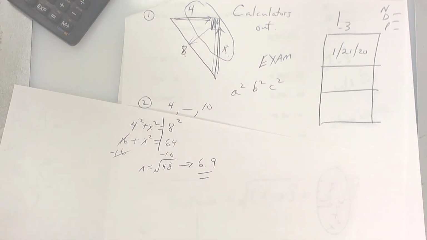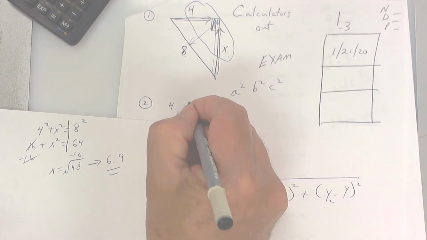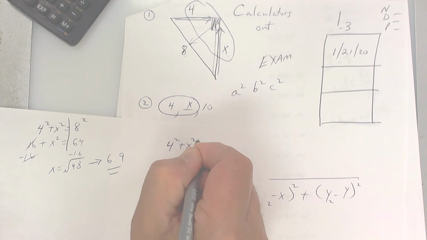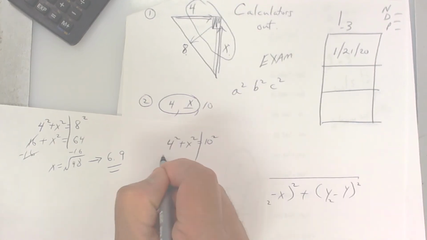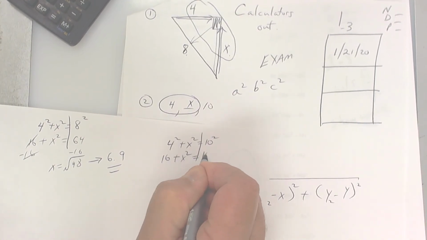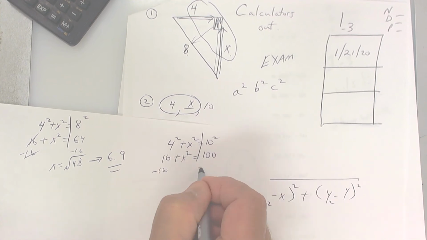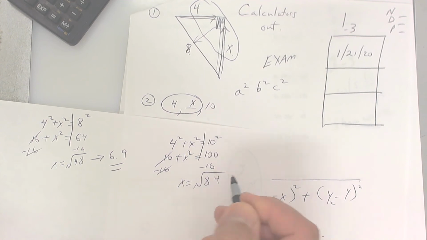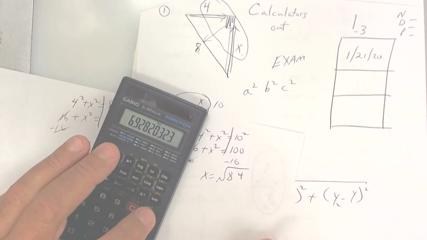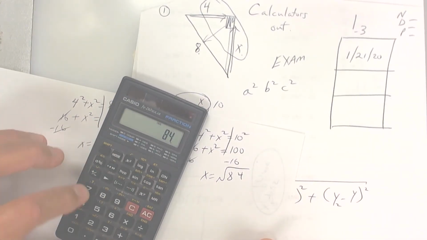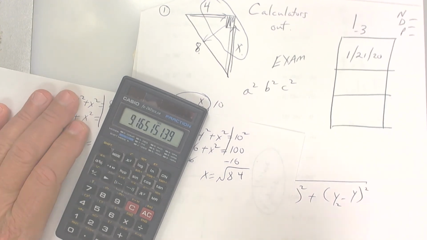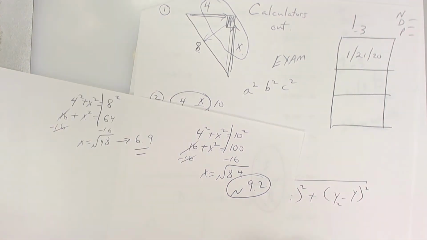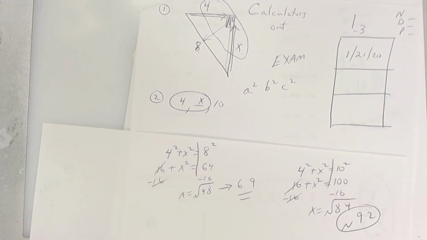This one, you don't know the b, so put an x here. These are your a's and b's that go together. So 4 squared plus x squared is equal to 10 squared. So 16 plus x squared is equal to 100. You're going to subtract 16 from both sides and then take the square root. I think that's 84, so let's try it. 84, shift, square root. I get 9.2 as the answer. That's how you do that. Any questions on that, let me know.